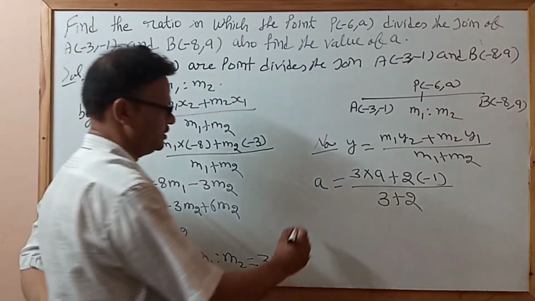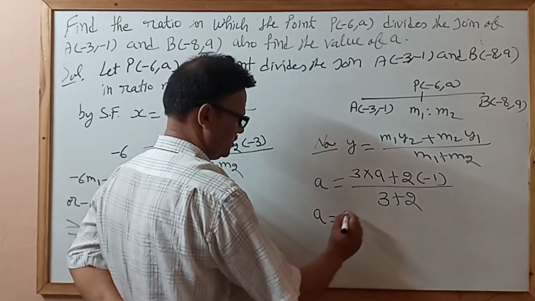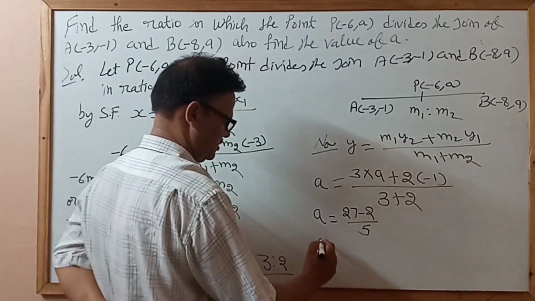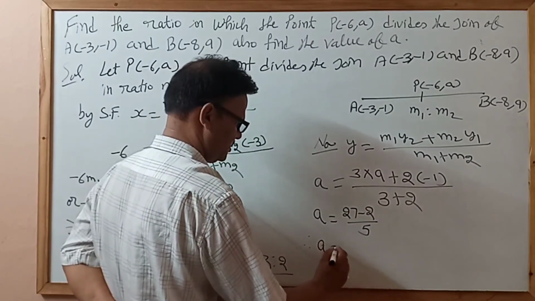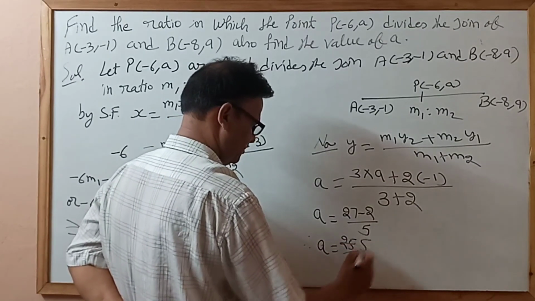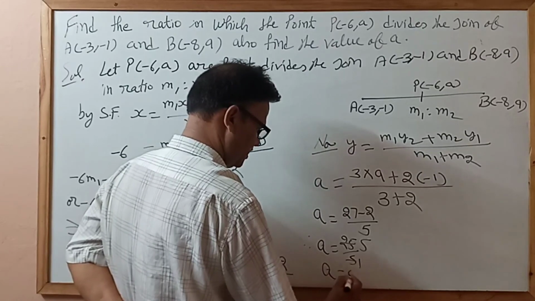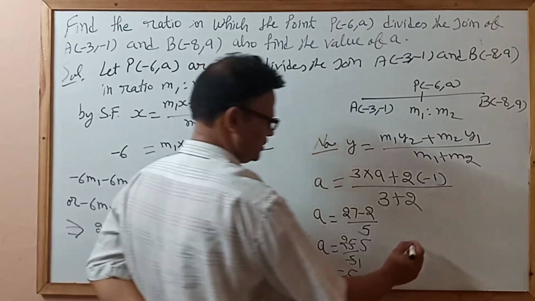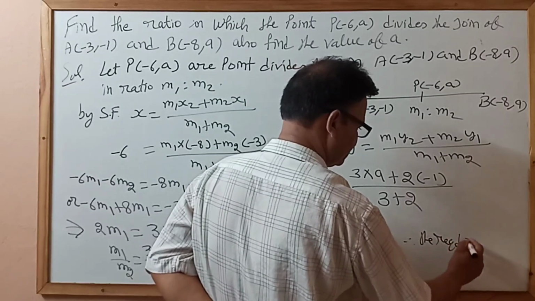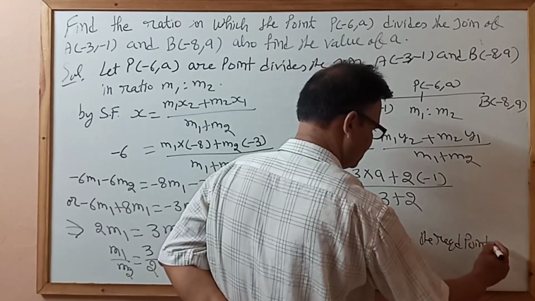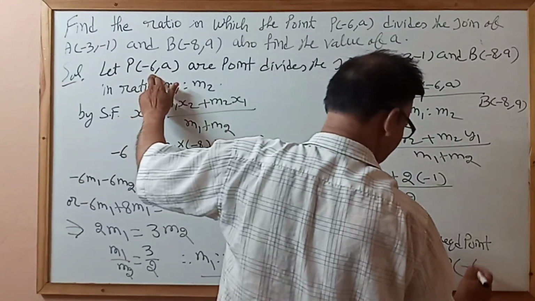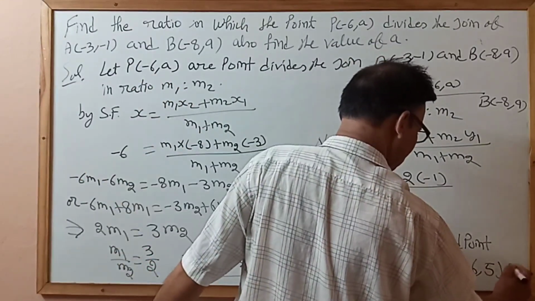So next a is equal to 27 minus 2 over 5. So therefore a is equal to 25 over 5. After simplification we get a is equal to 5. Therefore the required point P is (-6, 5). Answer.